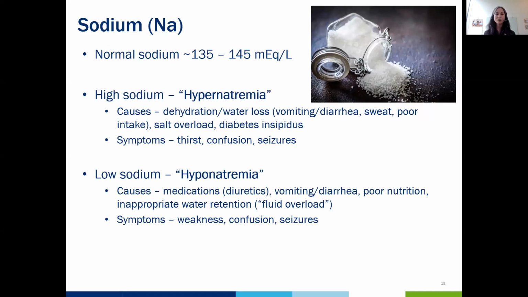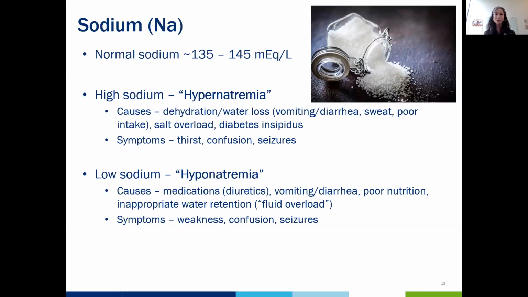Changes in how much water you're taking in, as well as vomiting, diarrhea, and poor nutrition. If you're inappropriately retaining a lot of water, whether due to hormone imbalances, that can be seen in a lot of different conditions that we call SIADH, or syndrome of inappropriate antidiuretic hormone, which essentially causes you to retain an abnormal amount of water. Symptoms, again, are very similar: weakness, confusion, and seizures.